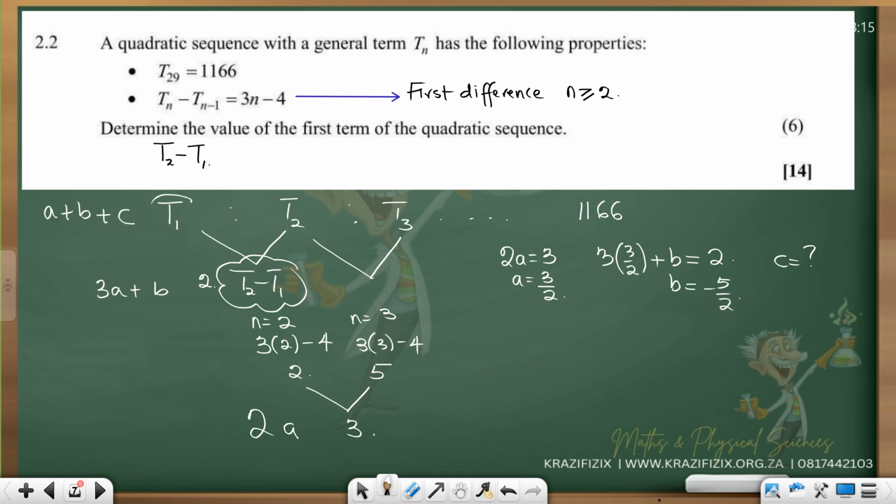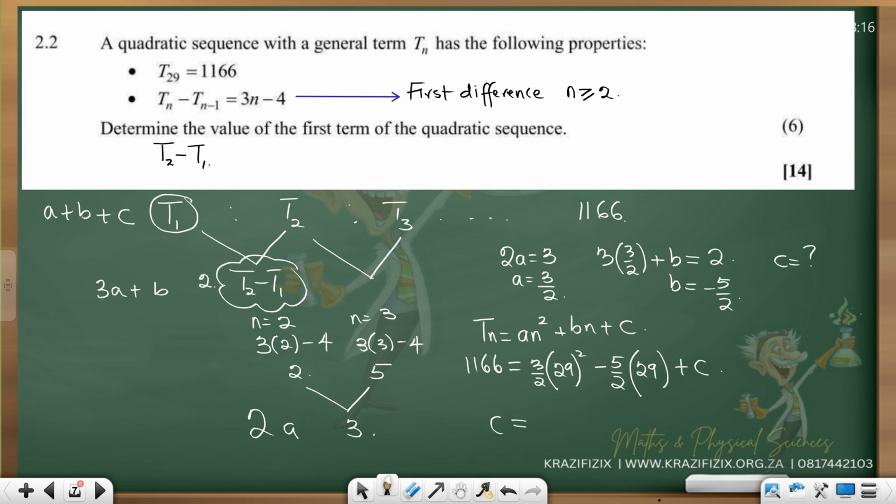Now, C is the problem. Do you know why I can't get C? Because I don't know T1. But what is Tn? Tn is an squared plus bn plus what? C. Now, I know T29. Oh, 1166. What is my A? 3 over 2. What is my N? 29 squared. Plus, or minus rather, B is 5 over 2. What is my N? 29. Do you notice the only thing left is C? Can you please get C for me? Do the maths. And let me know now if it makes sense to us, guys.